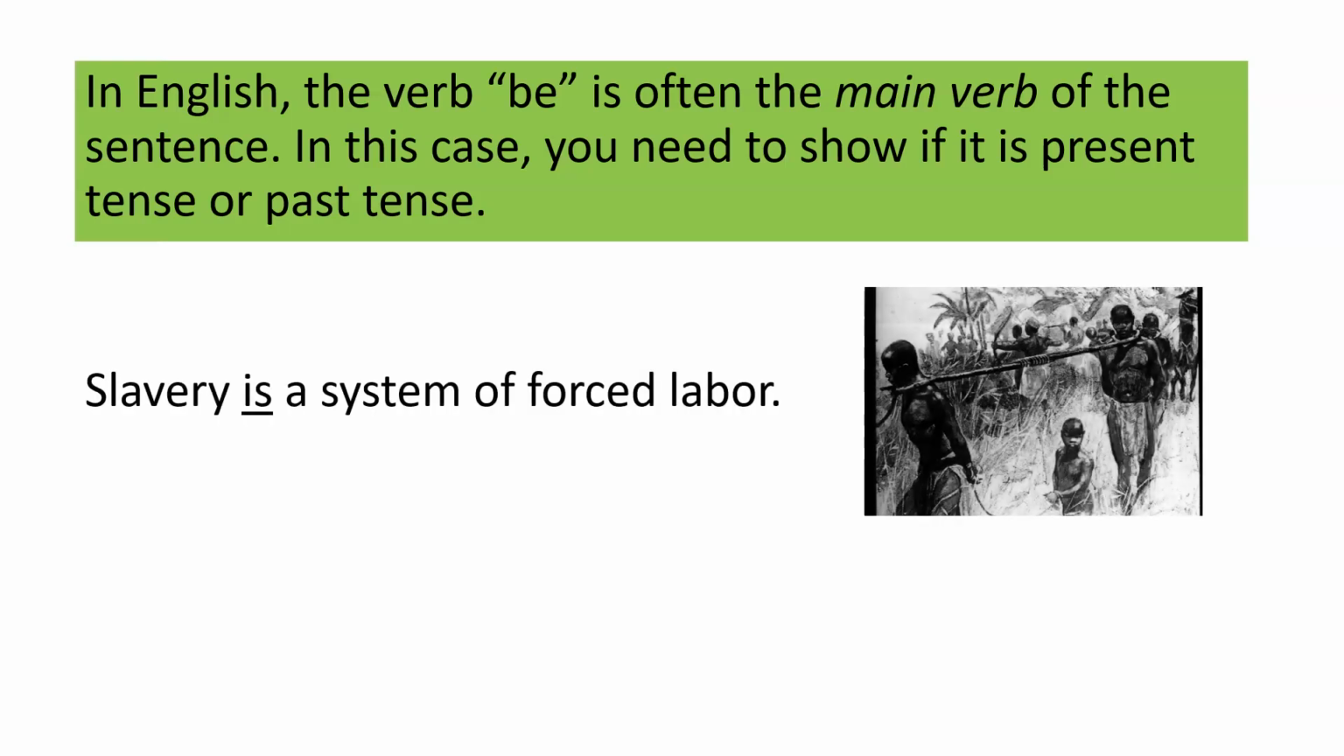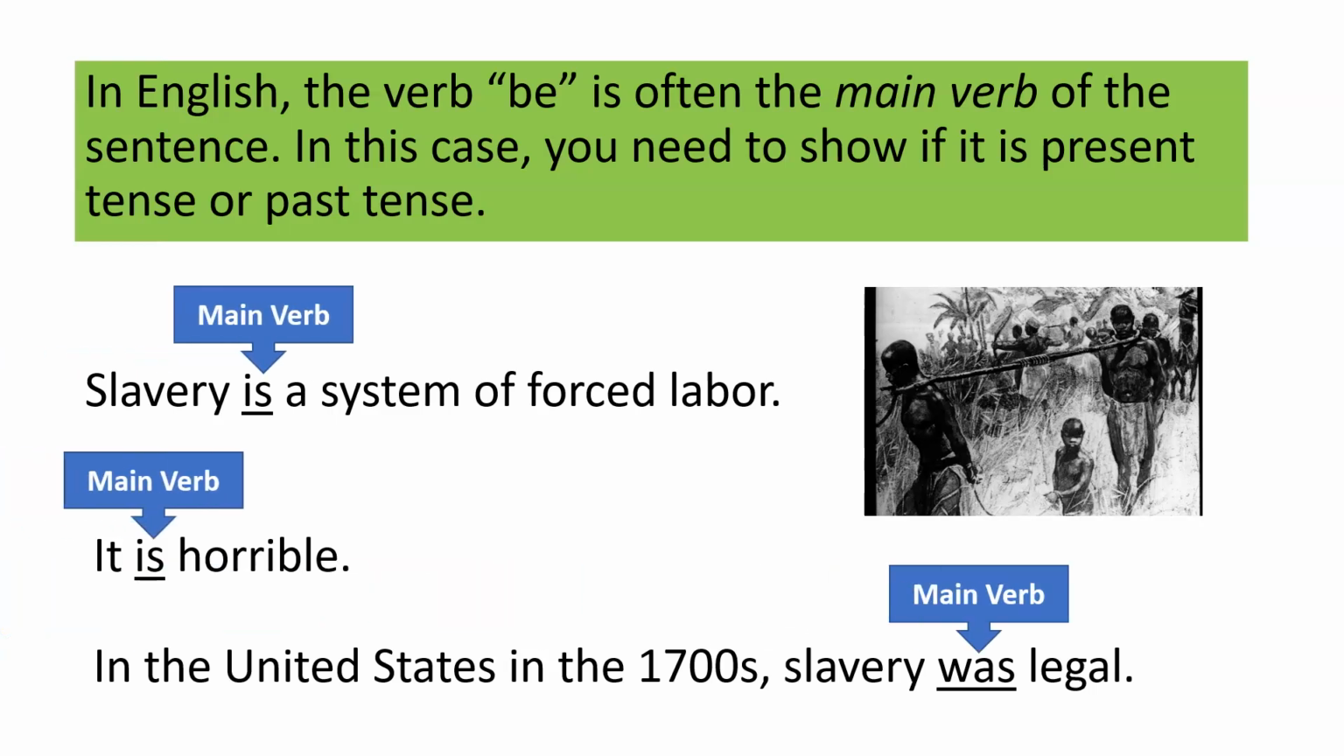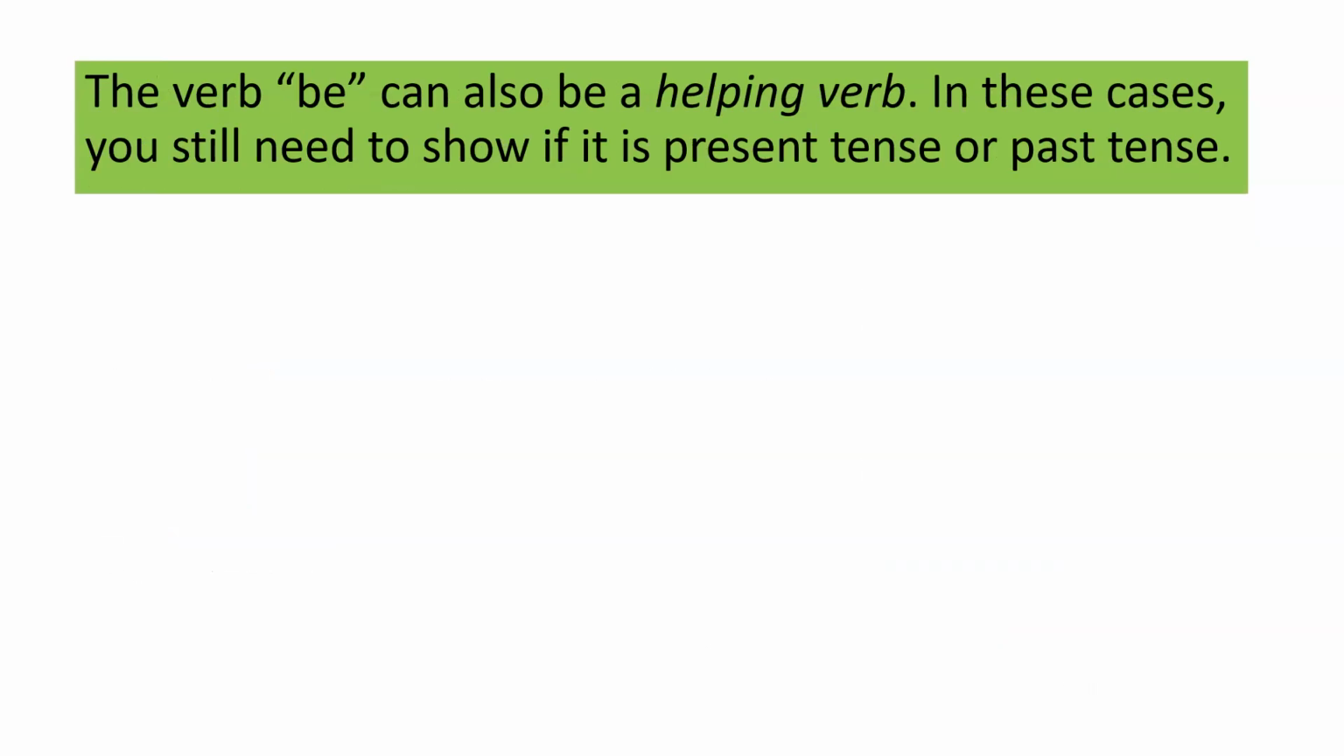For example, slavery is a system of forced labor. It is horrible. In the United States, in the 1700s, slavery was legal. So in all of these sentences, the verb be is the main verb, and depending on the meaning of the sentence, that can be in present tense or past tense.